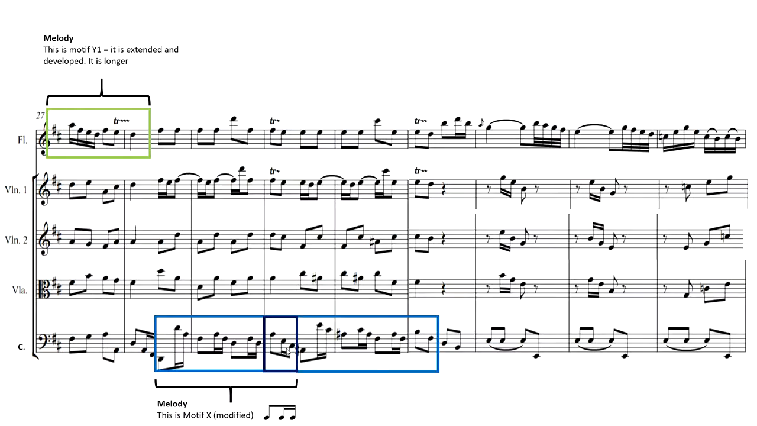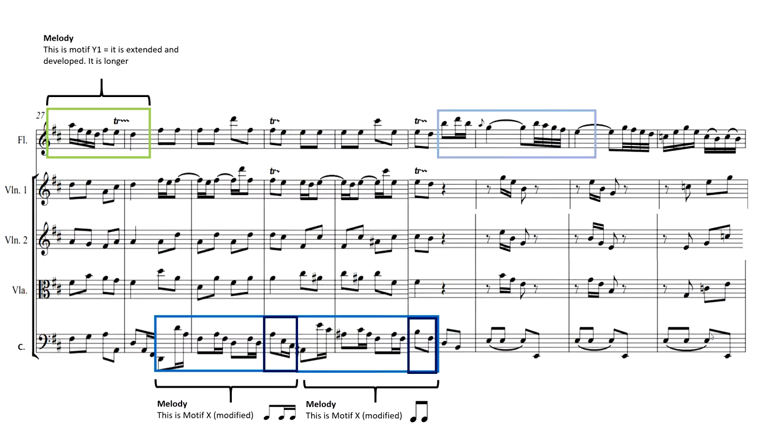This is continued in the basso continuo as he now uses motif X modified, because now it ends with two quavers. Let's have a listen to it. So we're now starting to see and hear that this jigsaw is becoming even more interesting because of the development of the motifs.